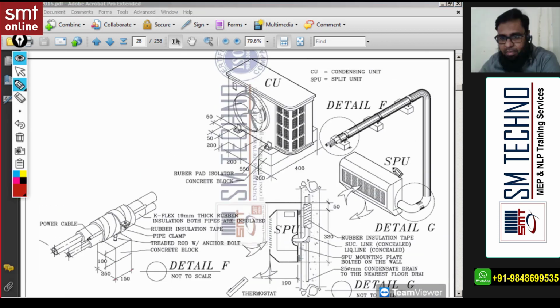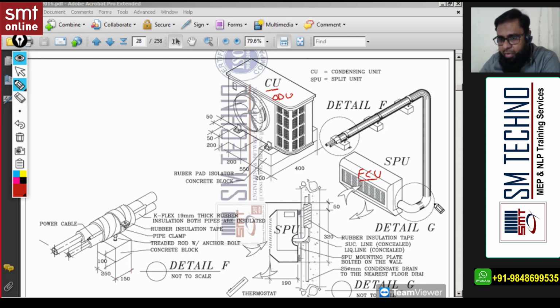So here, SPU is written, but you can update this as FCU, and the type is high wall. We have a separate topic for FCU and AHU. We'll discuss in detail. At present, remember, this is a high wall FCU, fan coil unit, and this is what CU means, condensing unit, outdoor unit.